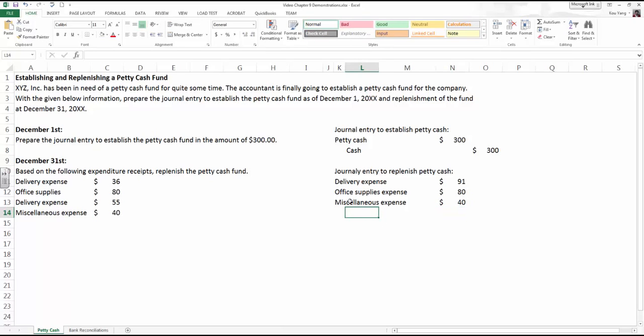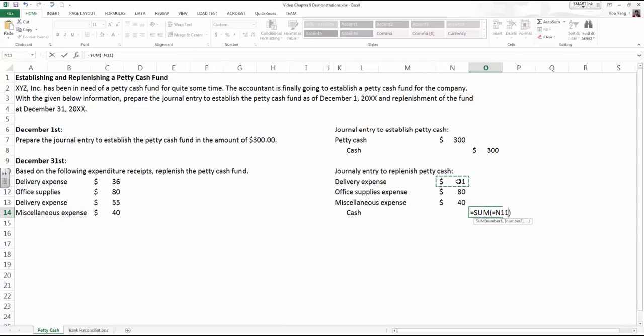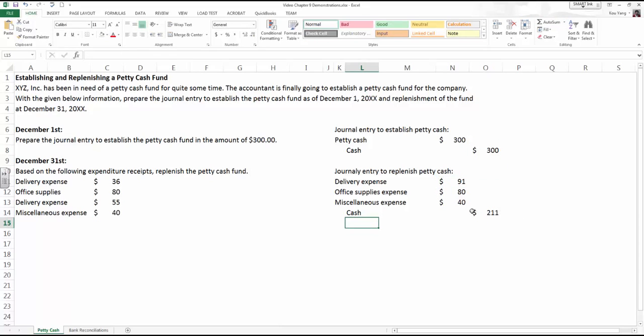The offset or the credit to this will be to cash. Okay, so basically what you're doing is you're taking the $91, the $80, and the $40. You're basically taking that amount out from your checking account, putting it back into the petty cash account. That is why you go ahead and credit cash for the $211. There you go.